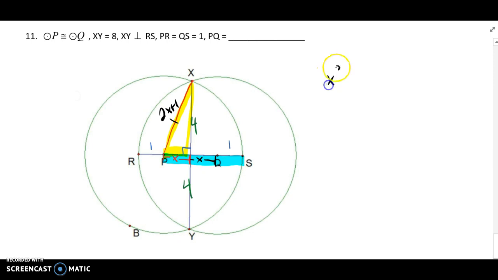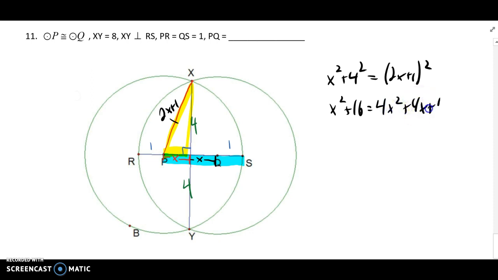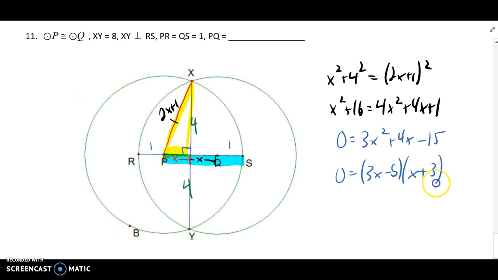Now in that yellow triangle, Pythagorean theorem, we get this equation. x squared plus 16 is equal to (2x plus 1) squared. The quadratic, so the whole left side equal to 0: 3x squared plus 4x minus 15. This will then factor as 3x minus 5 times x plus 3. So x equals 5/3 or negative 3. Negative 3 doesn't make sense, so x equals 5/3. PQ is 2 of those x's, so 5/3 plus 5/3 gives us 10/3 units.